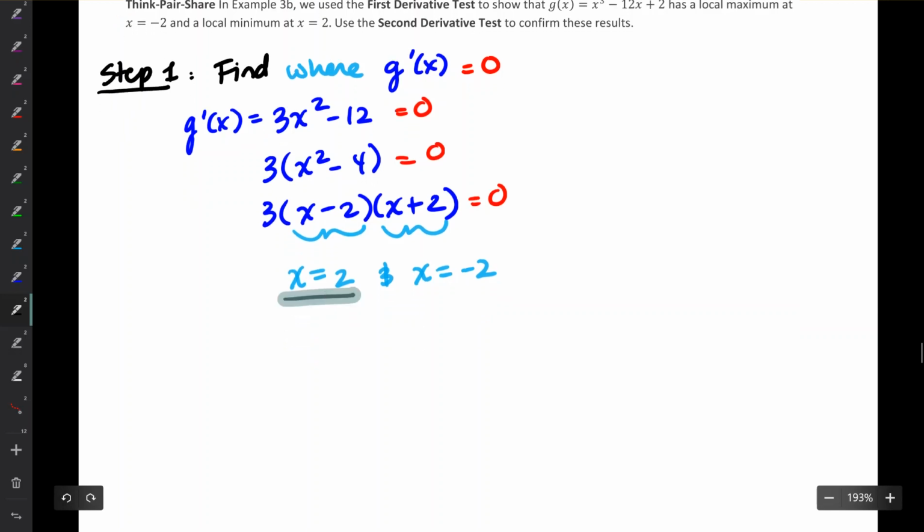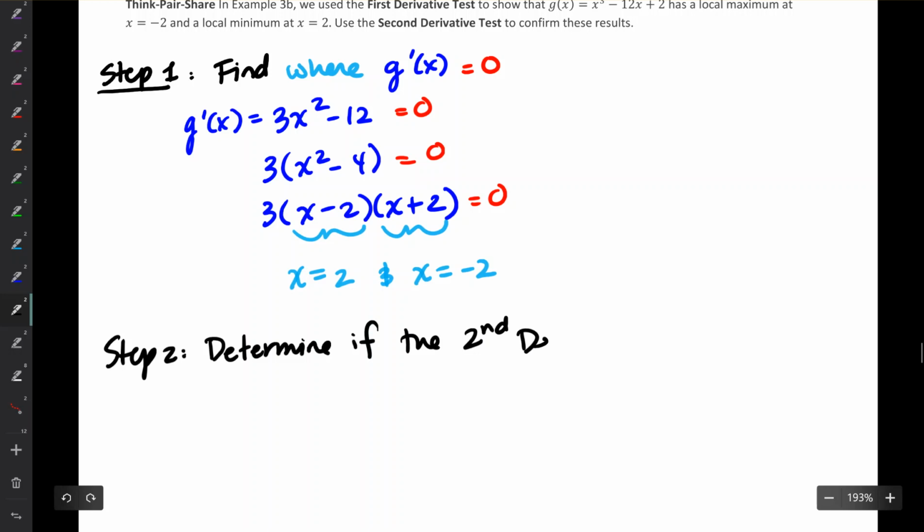So step 2, determine if the second derivative is positive or negative at these critical points.